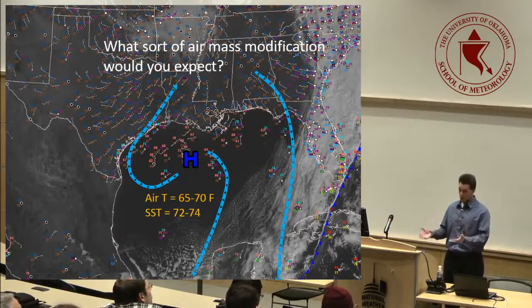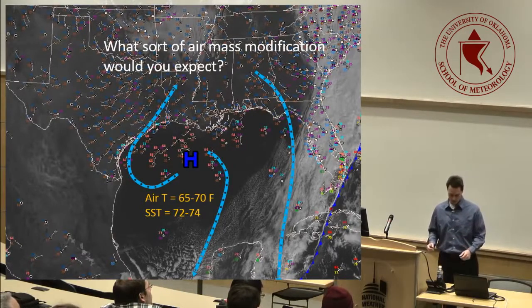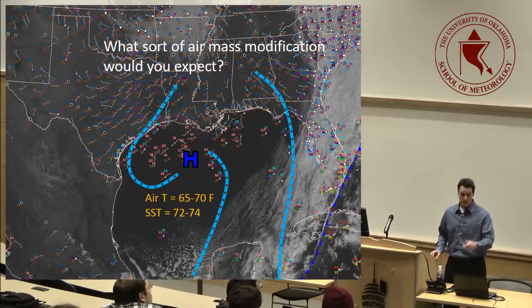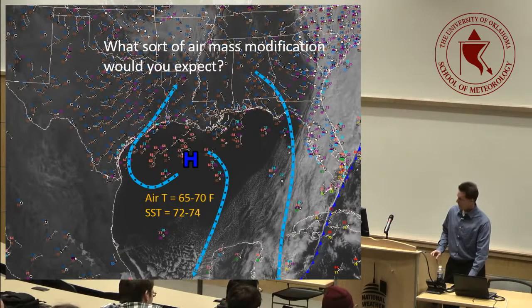Is it modifying rapidly or not? And what does that say about the potential air mass and moisture return in advance of the next weather system?